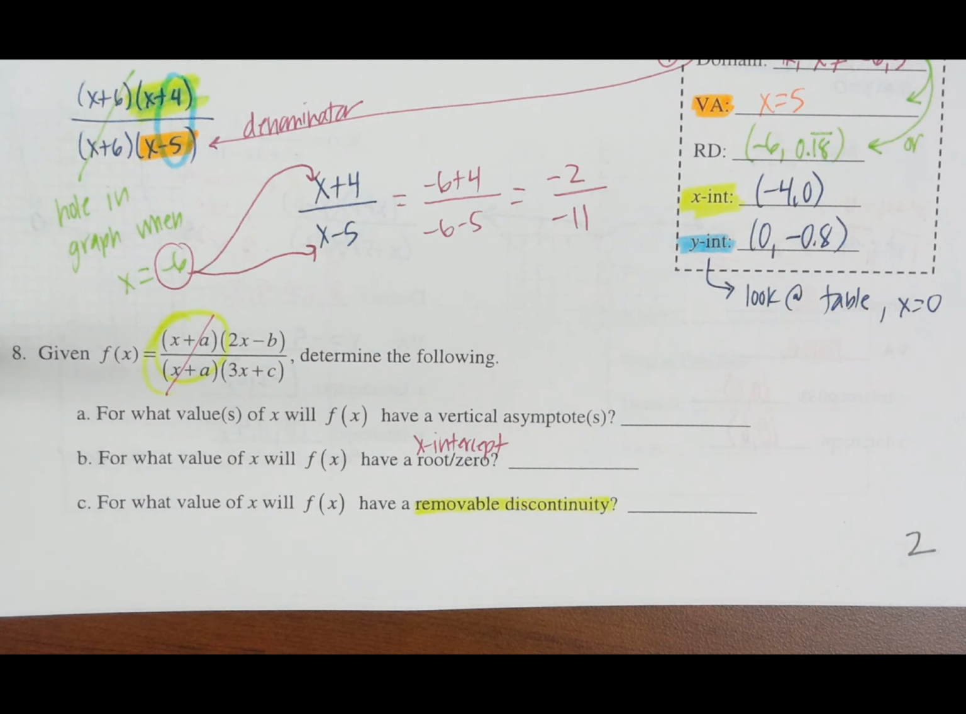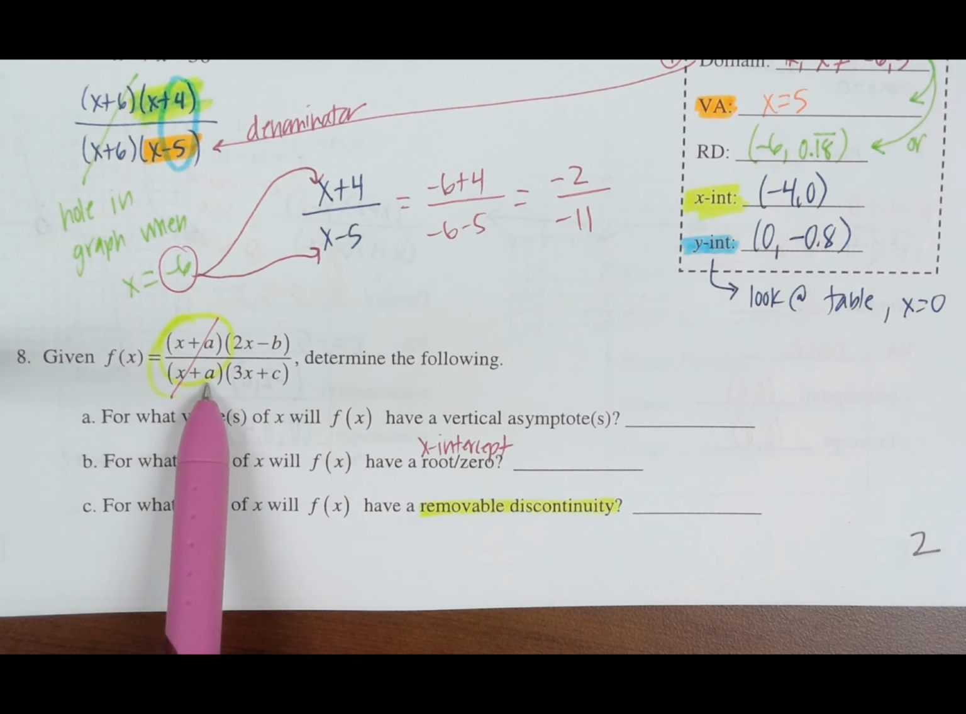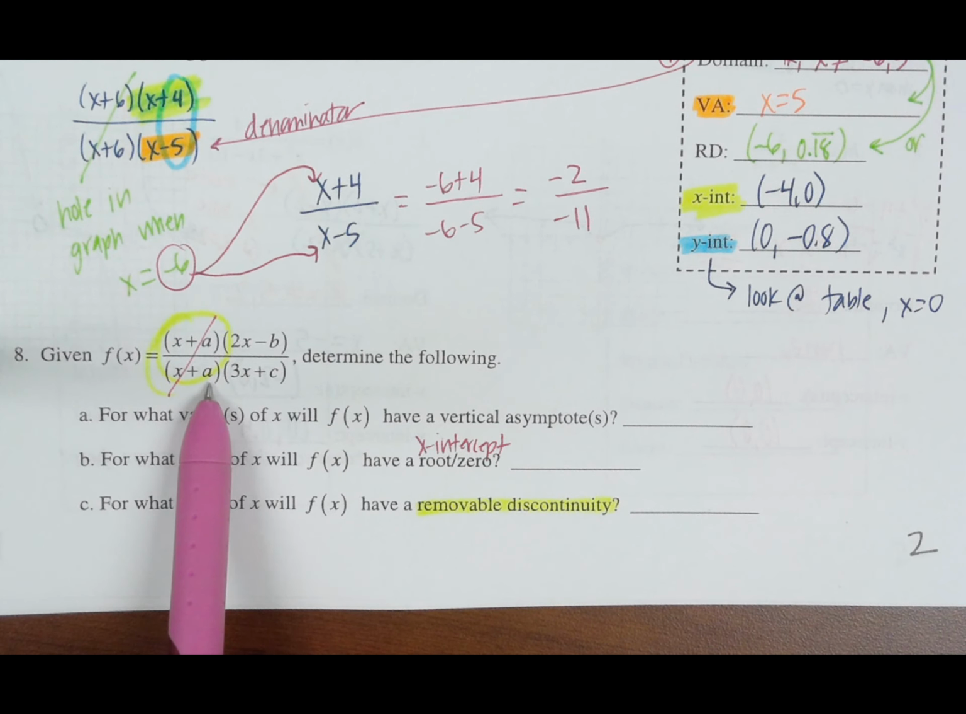But it says, for what value of x? So if this were x plus 2, for example, where would the hole be for the x value? Negative 2. So if this is an A, it's a negative A.